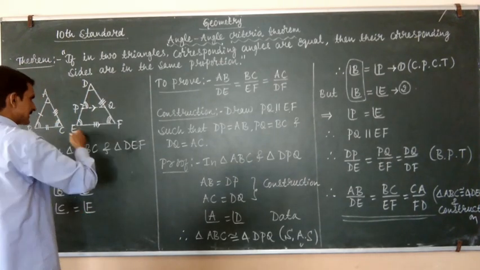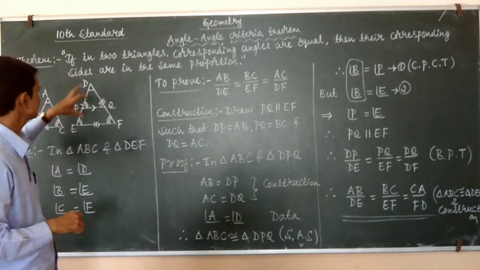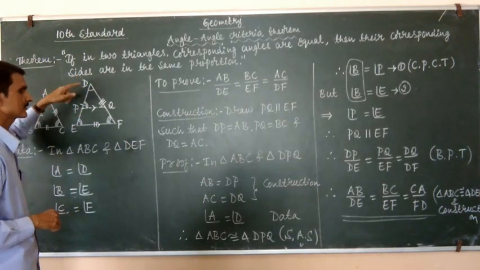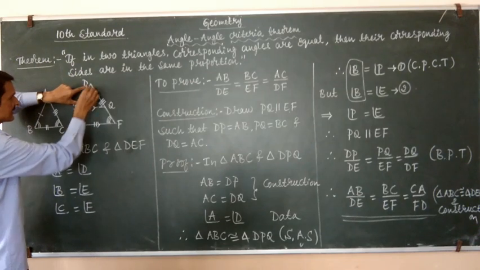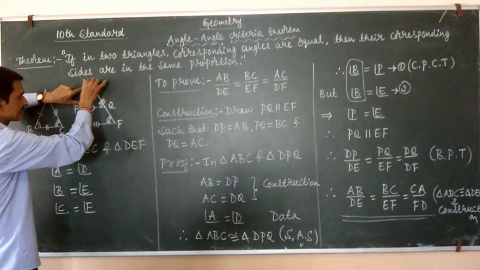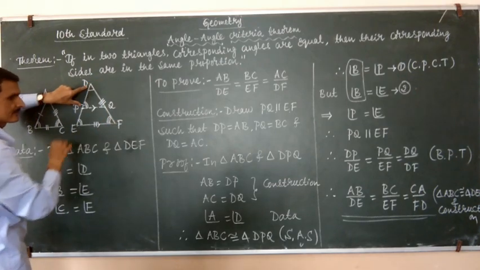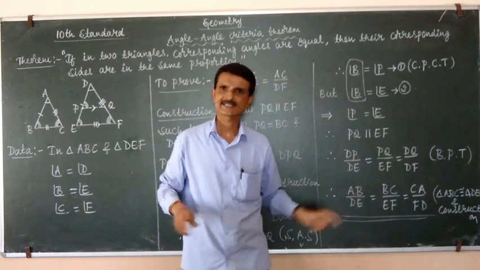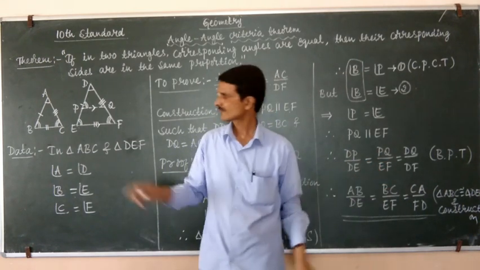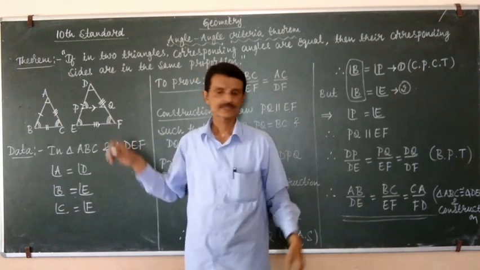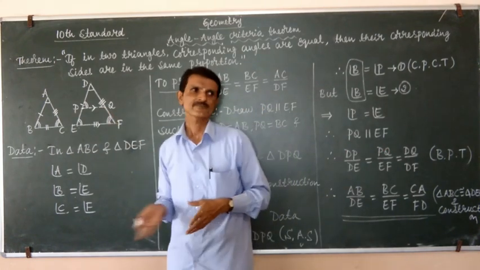So now apply Thales' theorem. This is a line segment parallel to the third side. Therefore, apply Thales' theorem to this triangle DEF. So we can write here DP by DE is equal to DQ by DF, which will be equal to PQ by EF. So they are the corresponding sides.